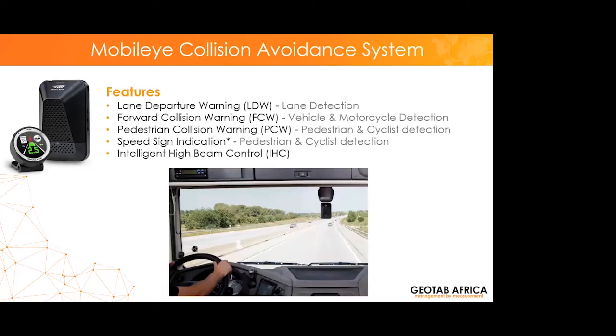A third-party product that we're using with the IOX Scan is the Mobileye collision avoidance system. This product assists with lane departure warning, forward collision warning, pedestrian collision warning, speed sign indications, and intelligent high beam control.